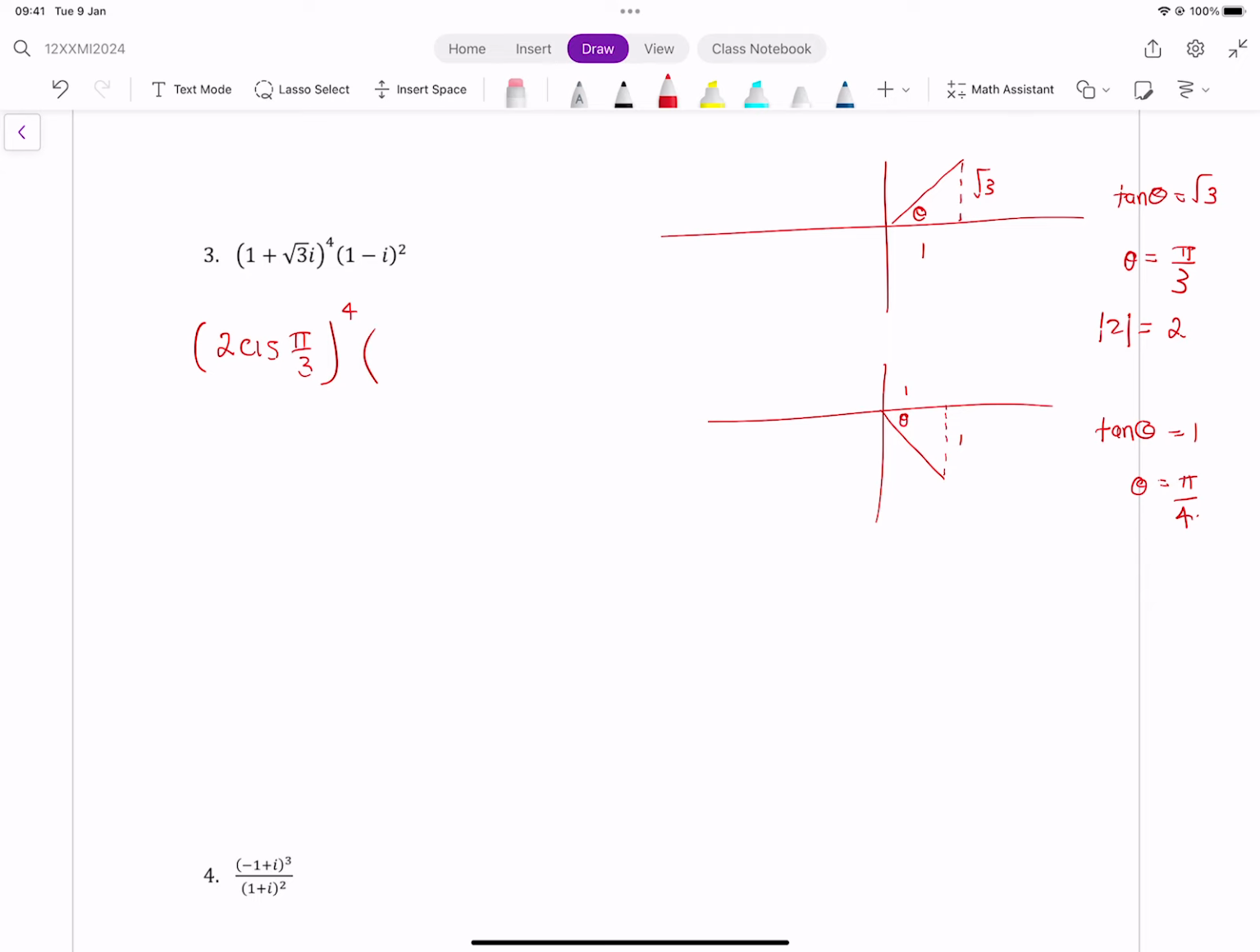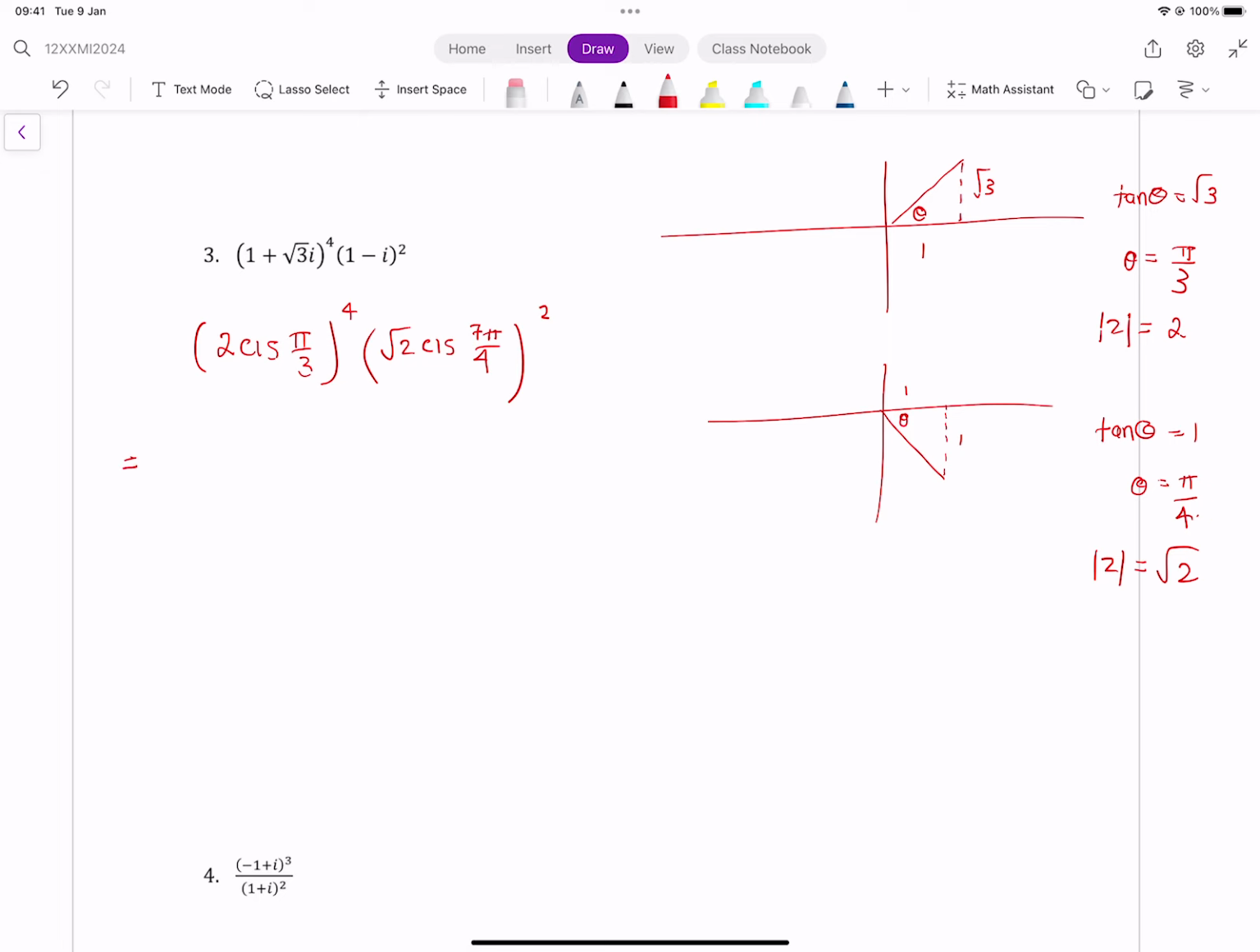Since we're in the 4th quadrant, that would make our principal argument, the argument with the principal axis, to be either minus pi on 4 or 7 pi on 4. Both are acceptable. And we can see if we called this the complex number z, again, it would have a modulus of the square root of 2, 1 squared plus 1 squared. So this is root 2 cis 7 pi on 4, squared.